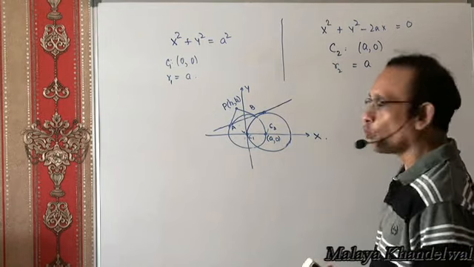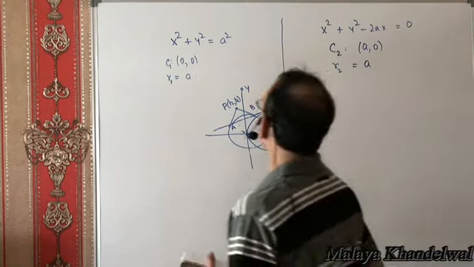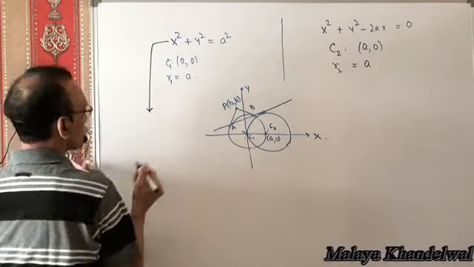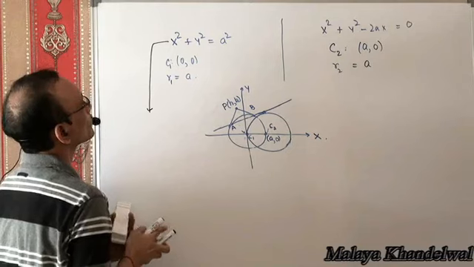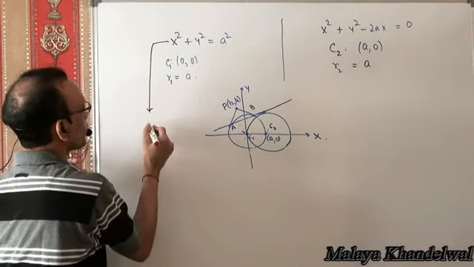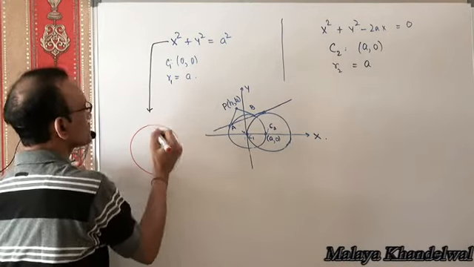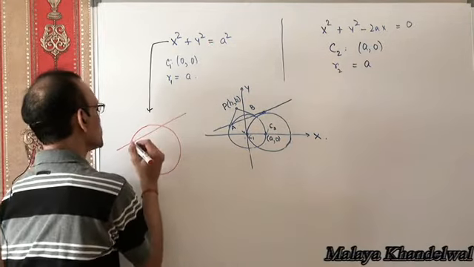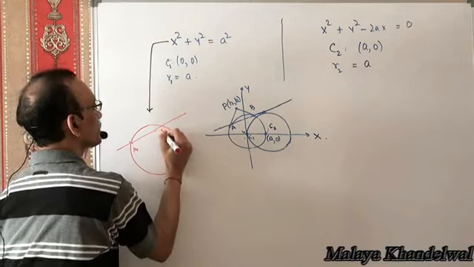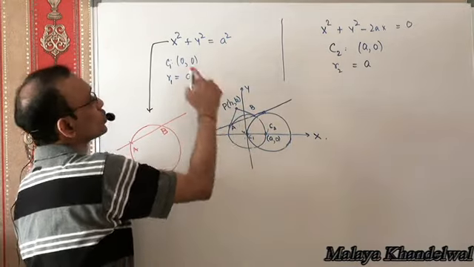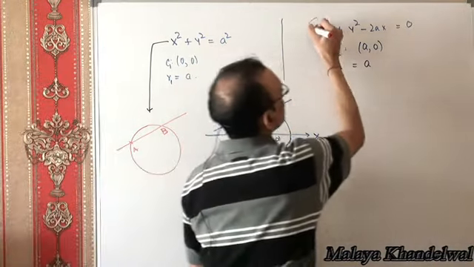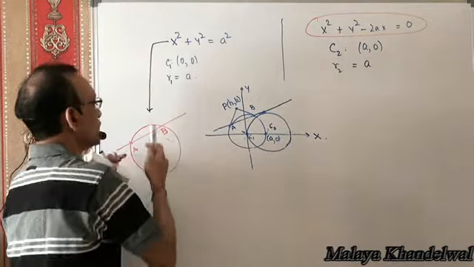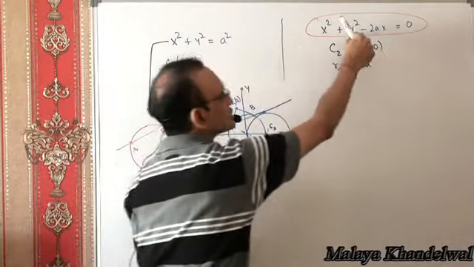Now, what we are doing is drawing chords to this circle, the circle x squared plus y squared equals a squared. We are drawing chords AB, and only those chords of this circle that touch the other circle, that means are tangential to it.